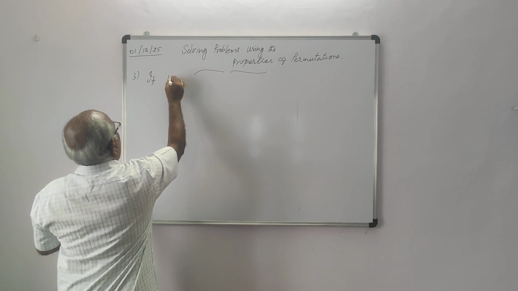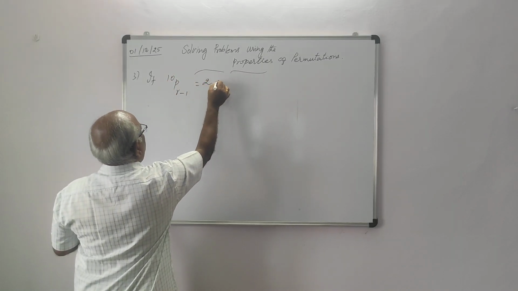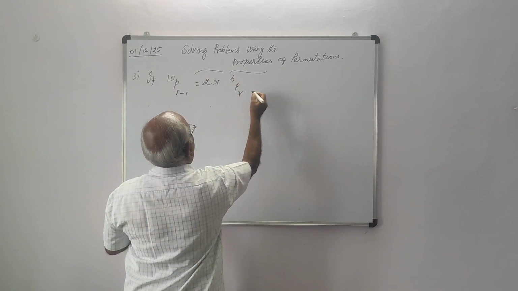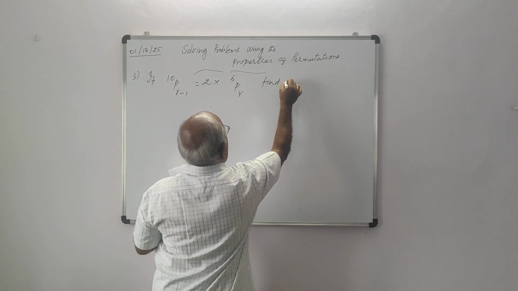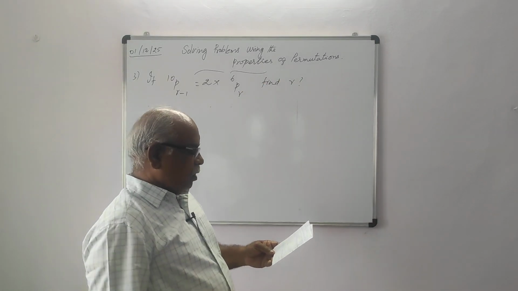If 10P(r minus 1) equal to 2 into 6Pr, then find r. Here you have to find out this r. This is our exact problem.